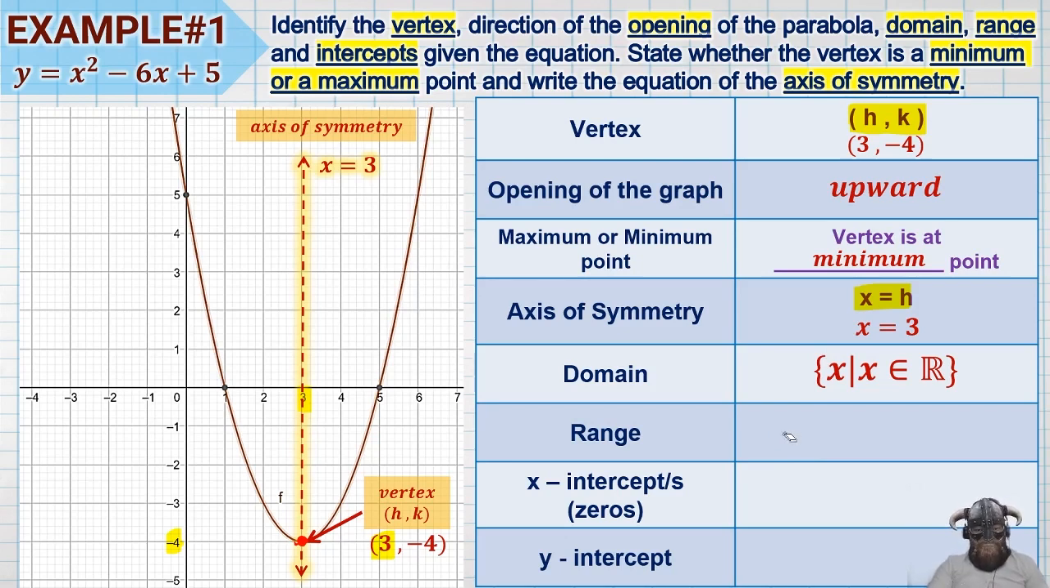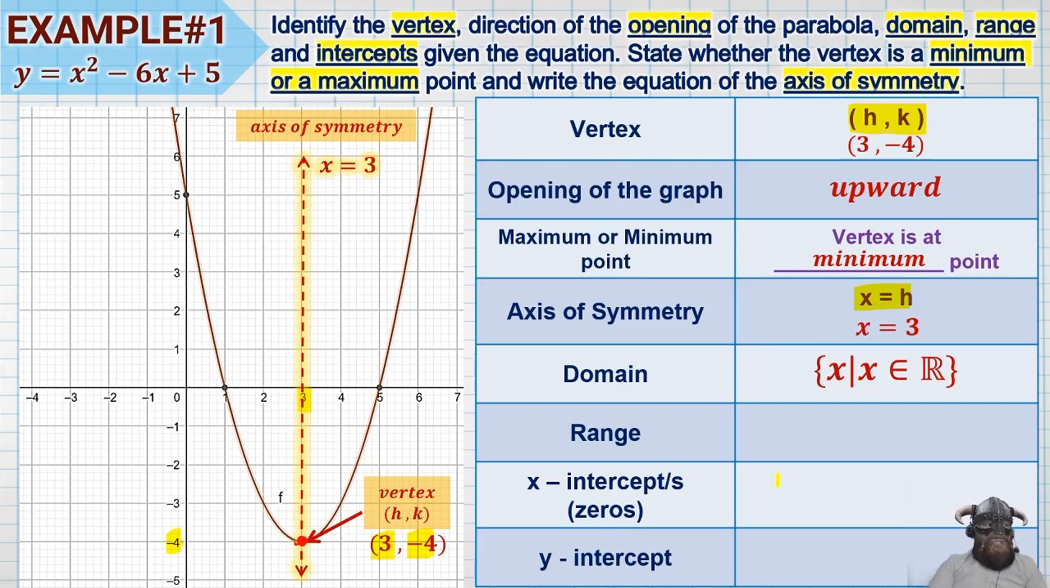Next, the range. As you can see, your parabola is opening upward. That means from the y value of your vertex, which is -4, pataas siya. So, is it greater than or less than? Ang sagot dyan is greater than, kasi pataas siya. So, y values will be from -4 going up. So, the answer is y is greater than or equal to -4.